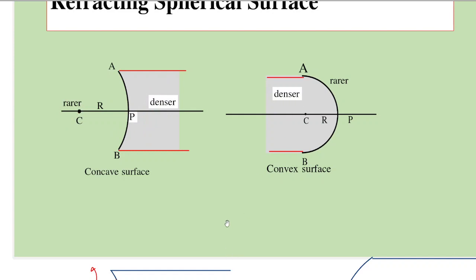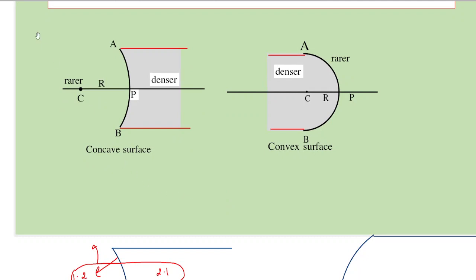The next point is, since the spherical surface is part of an imaginary sphere, this would have a center of curvature also. So this point C is called the center of curvature, this AB is called the aperture, and point P is called the pole. Now all these terms were defined in the topics on spherical mirrors.